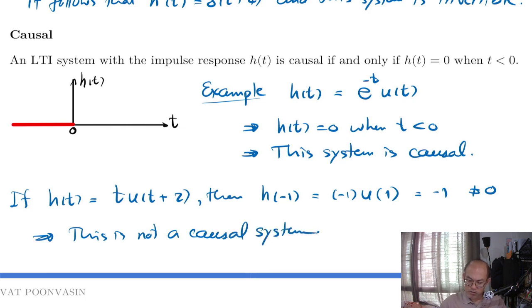For it to be causal, h has to be 0 for negative time. But now there is at least one negative time for which the impulse response is not 0. So this particular system is not causal.